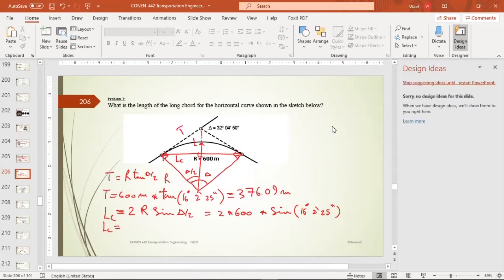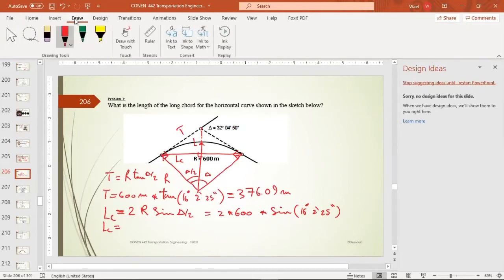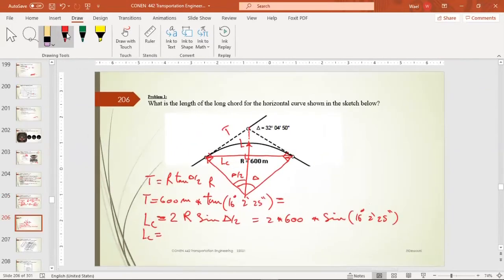Okay. 172.5. This is 172.15. Okay. 172.5. Here, 497. No way. It can't be.